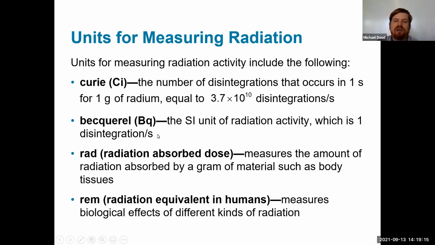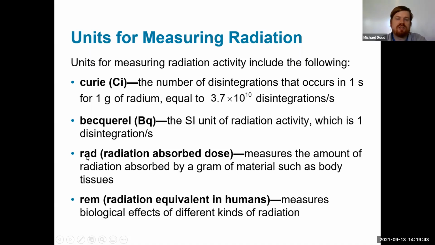The becquerel is the SI unit for radiation activity, and that is simply 1 disintegration per second. So this is a very small unit. As you can see, the Curie, which was used before the becquerel, is a massive unit, 3.7 times 10 to the 10th. So of course we're going to have a large number of becquerels when we compare the same type of radioactivity.